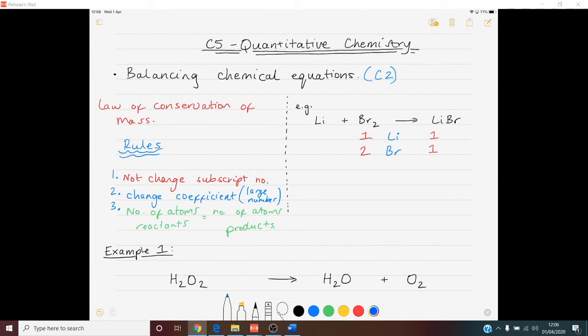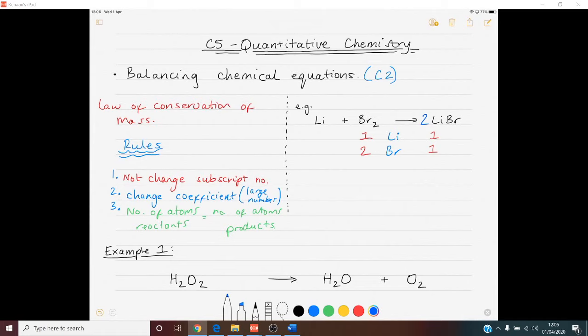Now, looking at this first equation, the easiest thing for us to do is to try and balance the bromines. We've got 2 over here, we've got 1 over here. So what we need to do is multiply by 2. I'm going to go ahead and put a big 2 in front, 2 LiBr.